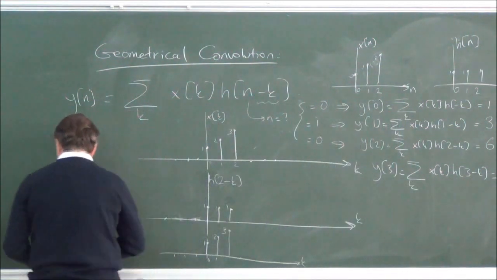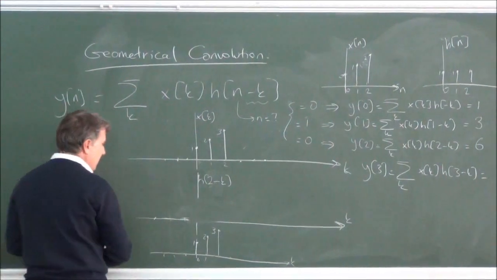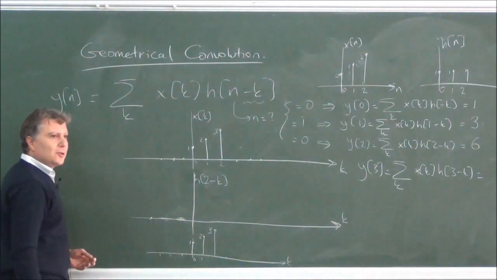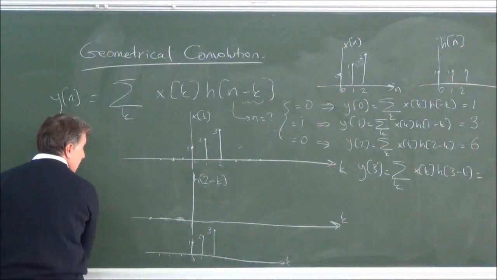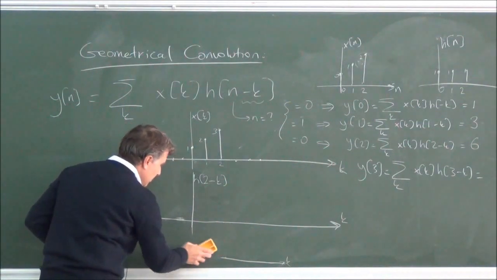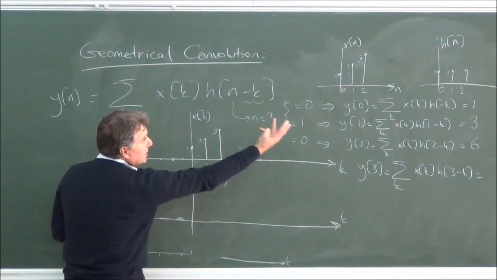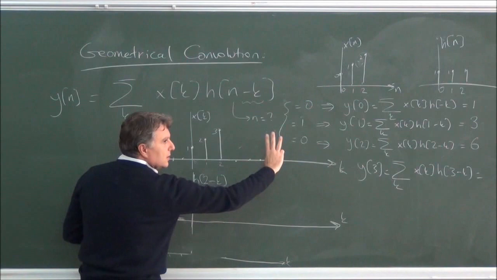H of 3 minus k this time. It's a pity for you that you cannot take notes of these things, because I'm erasing and drawing all over these things. H of 2 minus k is that signal, 3 items flipped around, shifted, shifted, and shifted again.